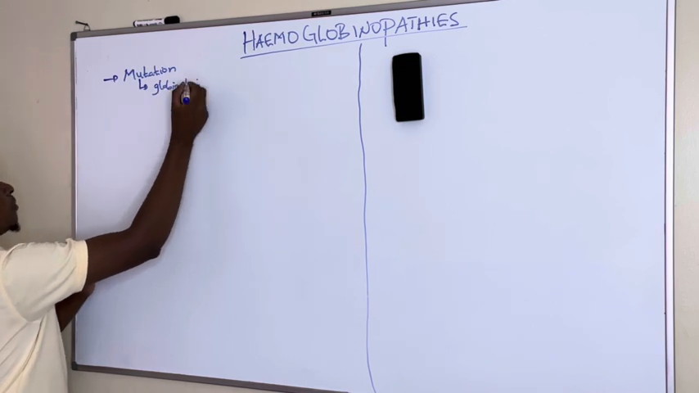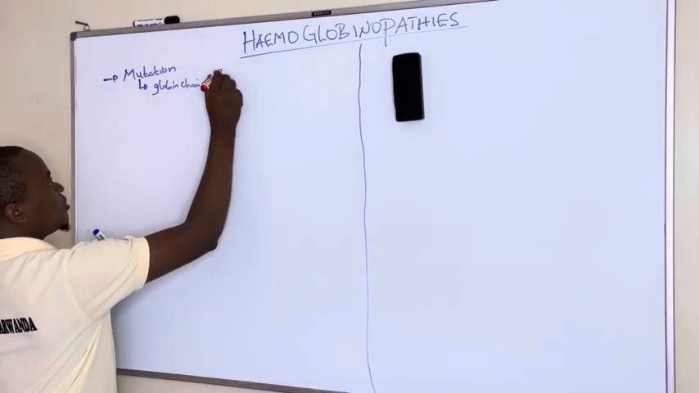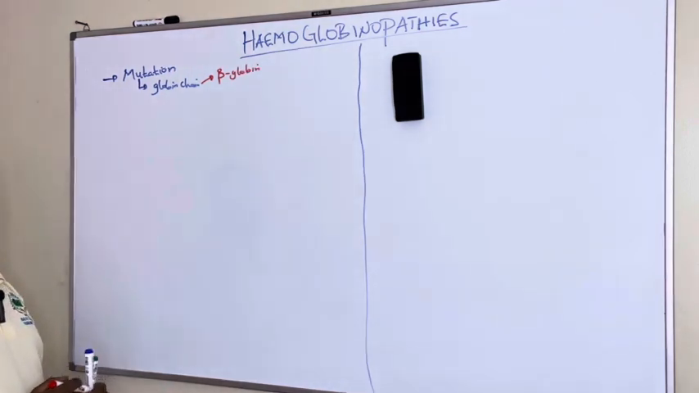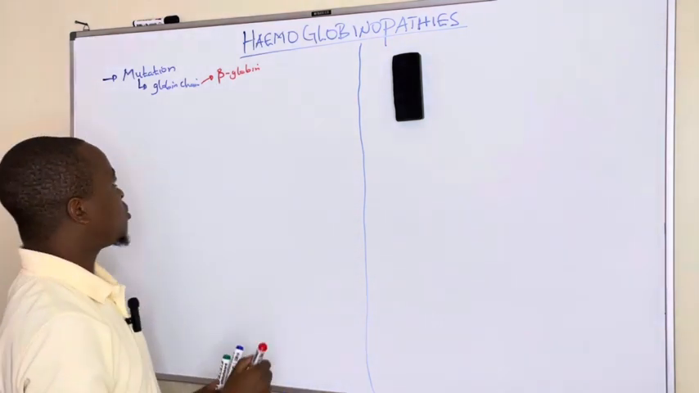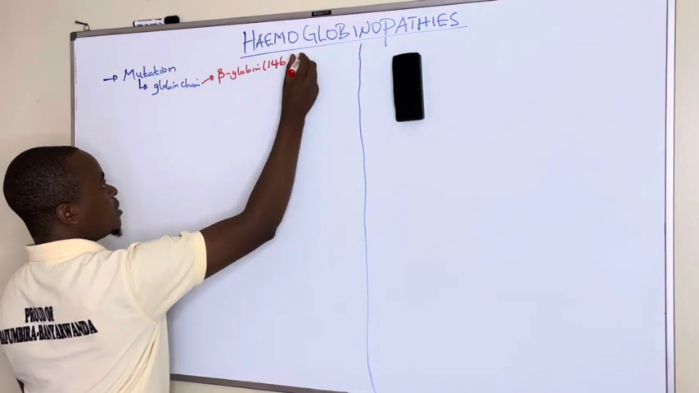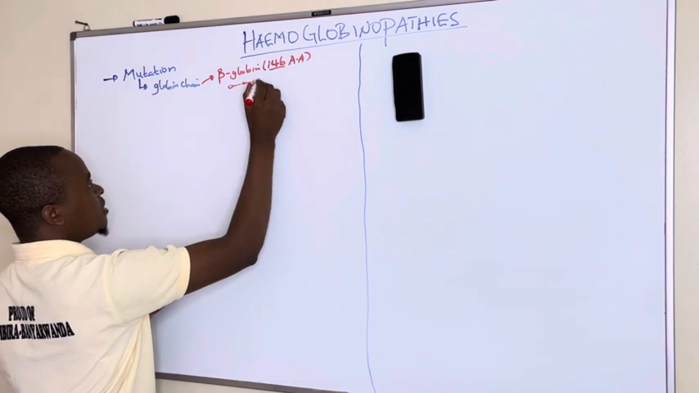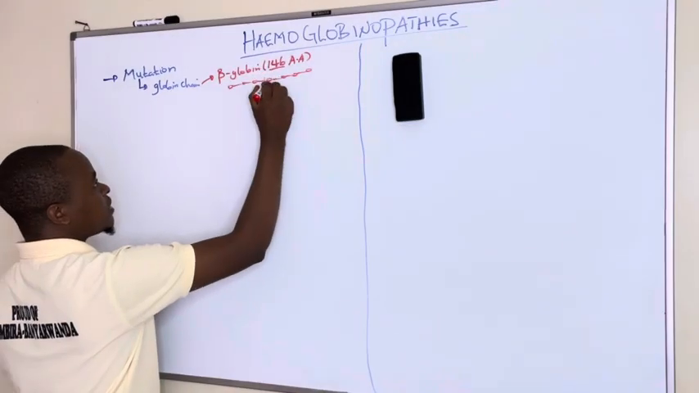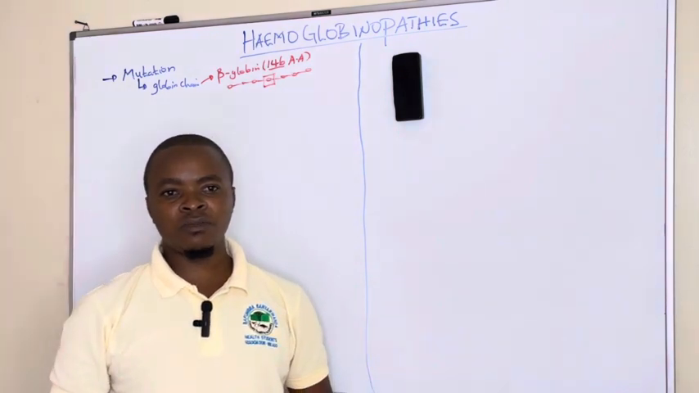chain, and the most affected globin chain is beta. So we see the beta globin chain being majorly affected by mutation, which results in replacement of a single amino acid. As we told you, beta has 146 amino acids. If this is the polypeptide chain of the globin, any replacement of an amino acid by another leads to haemoglobinopathies.